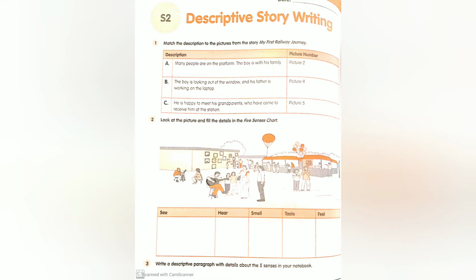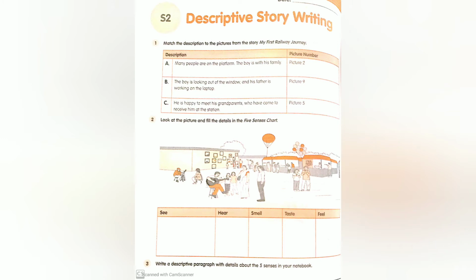The boy is looking out of the window and his father is working on the laptop. Match it with picture 5. He is happy to meet his grandparents who have come to receive him at the station. Match it with picture 9.